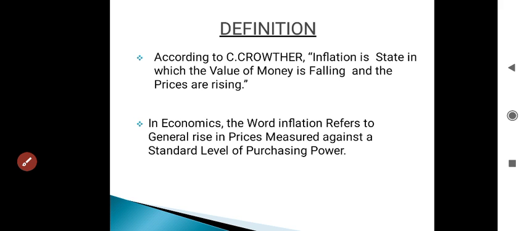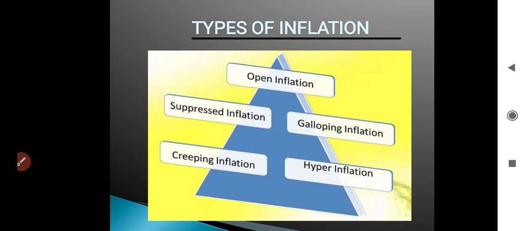Definition. According to C. Crowther, inflation is a state in which the value of money is falling and the prices are rising. In economics, the word inflation refers to a general rise in prices measured against a standard level of purchasing power.